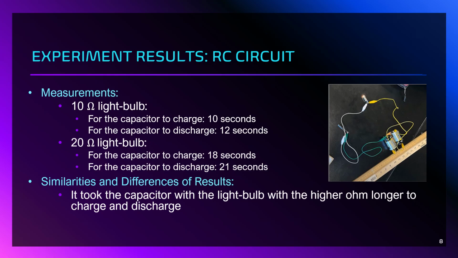The measurements that we got for this experiment were that it took 10 seconds for the 10 ohm light bulb to charge and 20 seconds for it to discharge. It took 18 seconds for the 20 ohm light bulb to charge and 21 seconds to discharge. The similarity and difference of this setup was that the capacitor with the higher ohm light bulb took longer to charge and discharge.